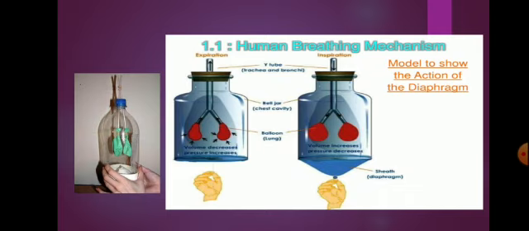When we release the rubber sheet, the space in the bell jar decreases. The air from inside the balloon goes out through the tube, due to which the balloons get deflated. This shows the action of the diaphragm during exhaling of air.